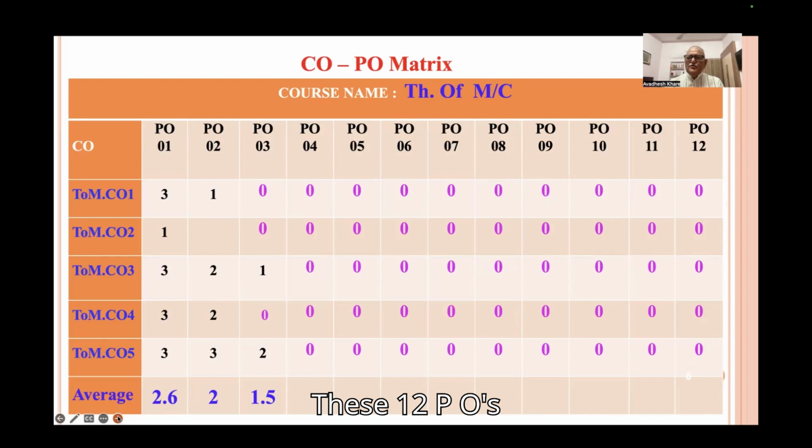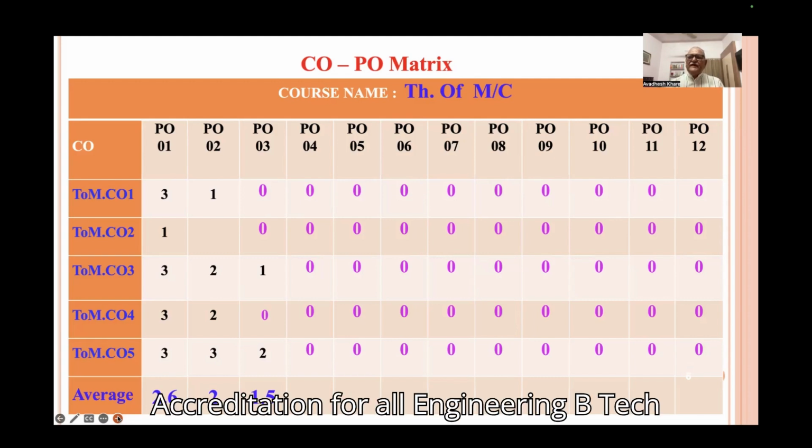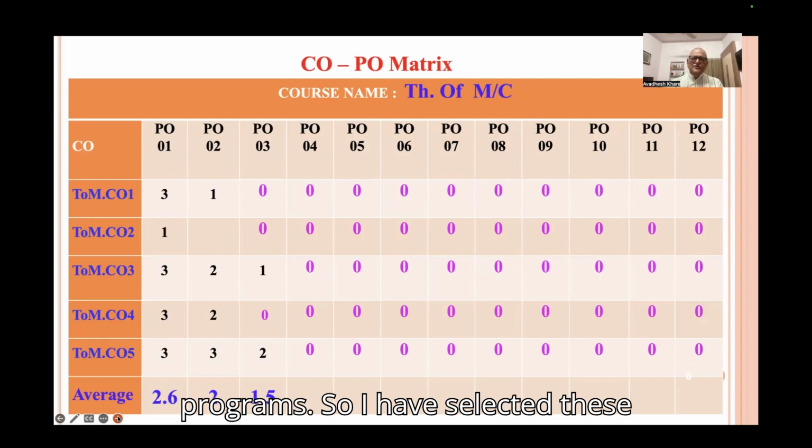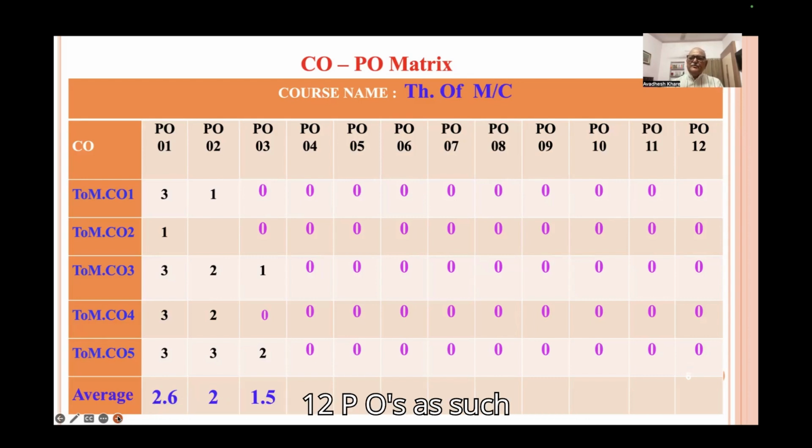These 12 POs have been given by the National Board of Accreditation for all engineering BTech programs. So I have selected these 12 POs as such. Then the matrix contains several cells.